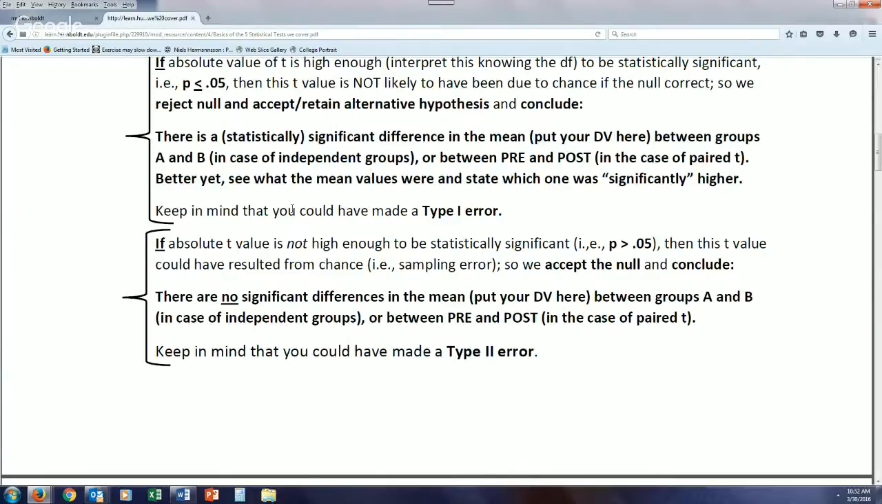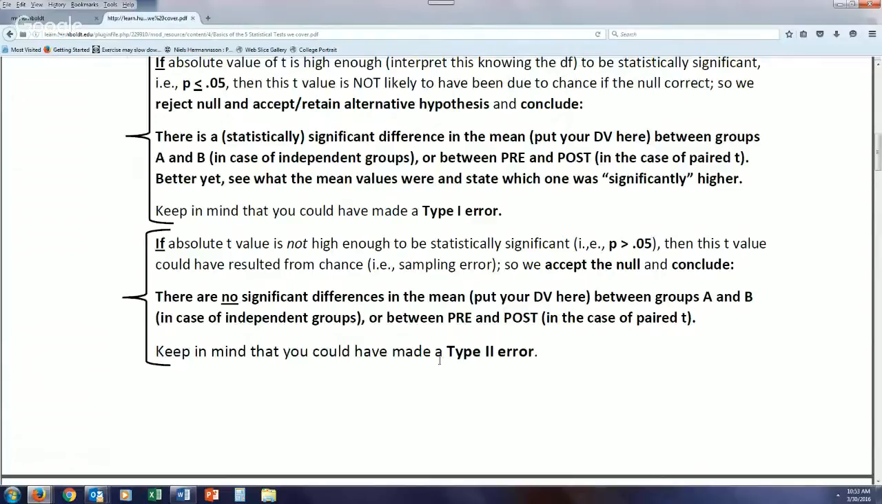If, on the other hand, the absolute value of the t that's computed by SPSS is not high enough to be statistically significant, that is, the p-value is greater than 0.05, we're going to accept the null. We're going to say there is no significant difference in strength between groups A and B, or there are no differences in the amount of muscle mass pre and post-testing with this particular supplement. Keep in mind, we could have made a boo-boo here as well.